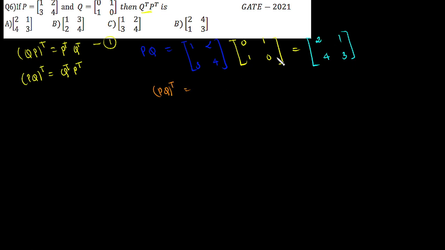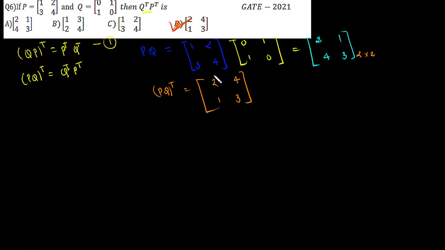So I have to take the transpose of this 2 cross 2 matrix. Simply reverse the rows and columns. So now it is our resultant matrix. So I can say here option D, not option B. So I can say this is our resultant matrix for this multiplication of Q transpose and P transpose. So I can say option D is the correct one.